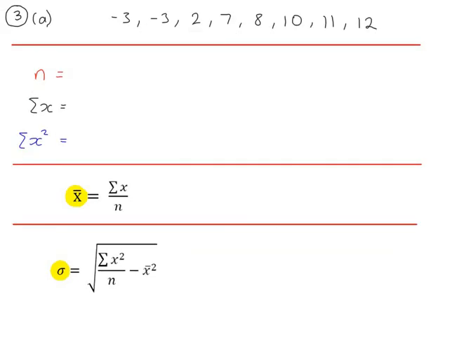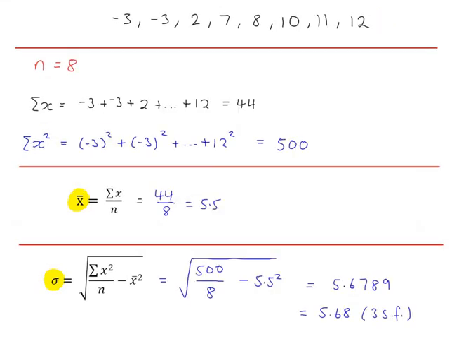Example 3, part A. So data, we're going to do the same calculations in the same order as before, and now we get these values. The standard deviation this time, 5.68. Measures of spread, including standard deviation, are never negative values. There could be 0, but they are never negative.